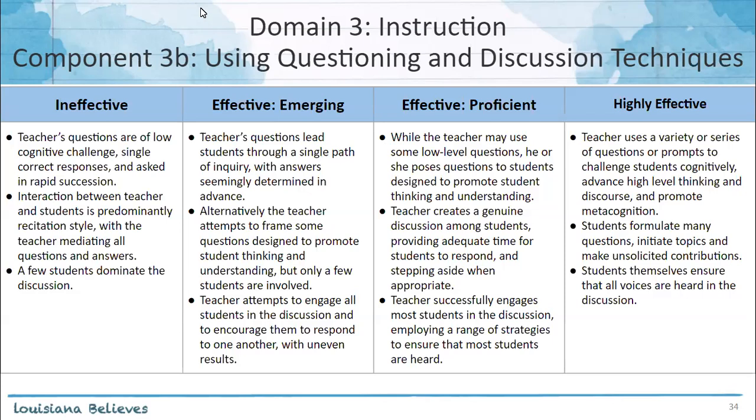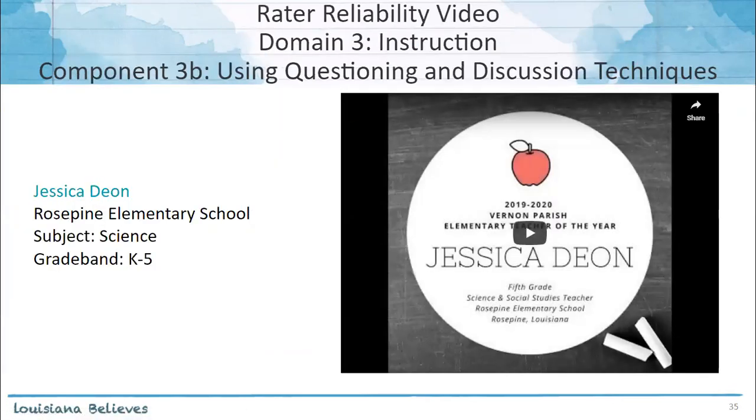Prior to watching these videos, we want to express our gratitude to our teachers of the year who've allowed us to use these for a wider audience. We also want to acknowledge that a highly effective overall rating does not mean that every rubric strand is highly effective. All teachers have strengths and places to grow. The key to rater reliability is knowing where to indicate strengths and areas of growth for targeted professional development. First, we'll take a look at Jessica Dion at Rose Pine Elementary School, who will be teaching her science class.